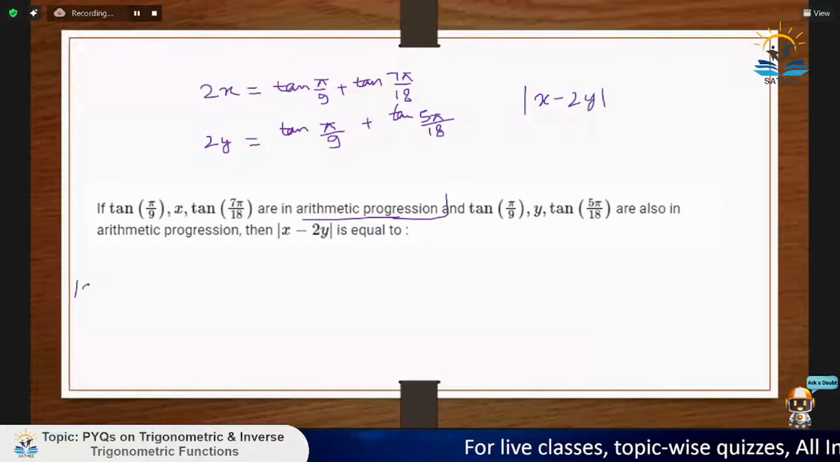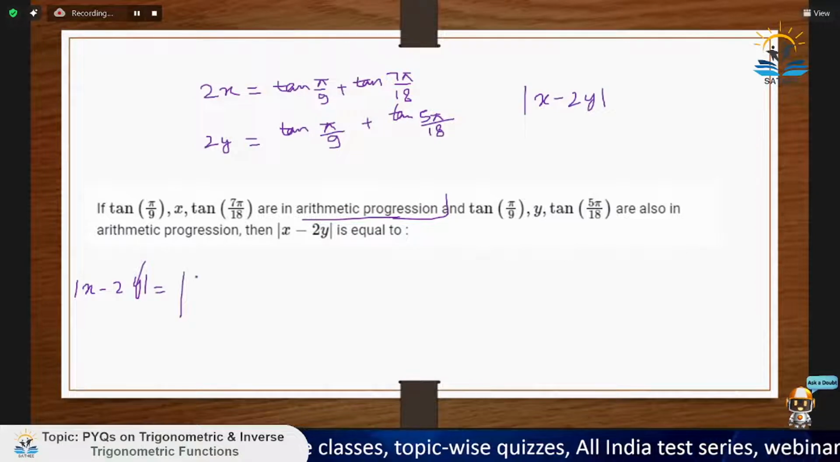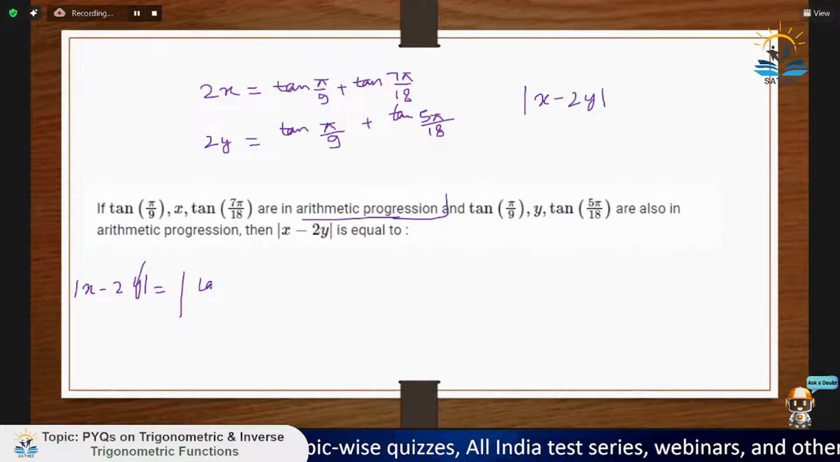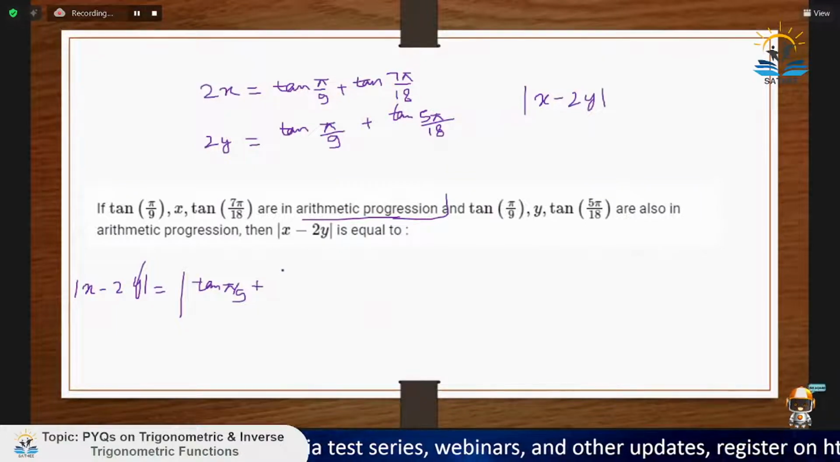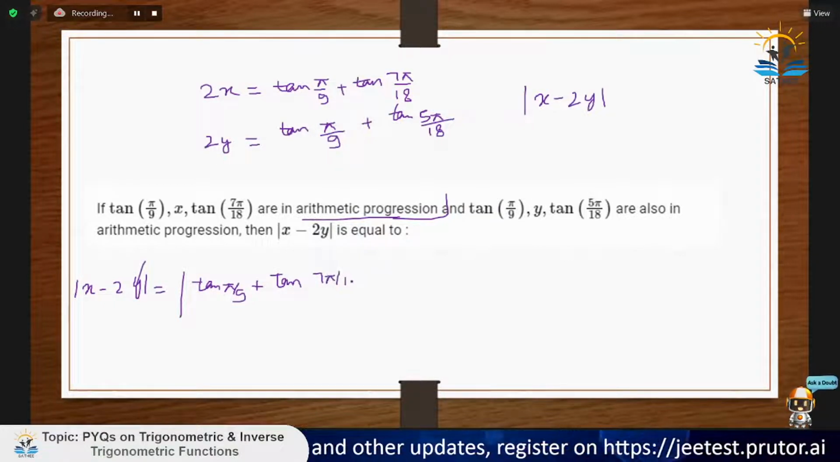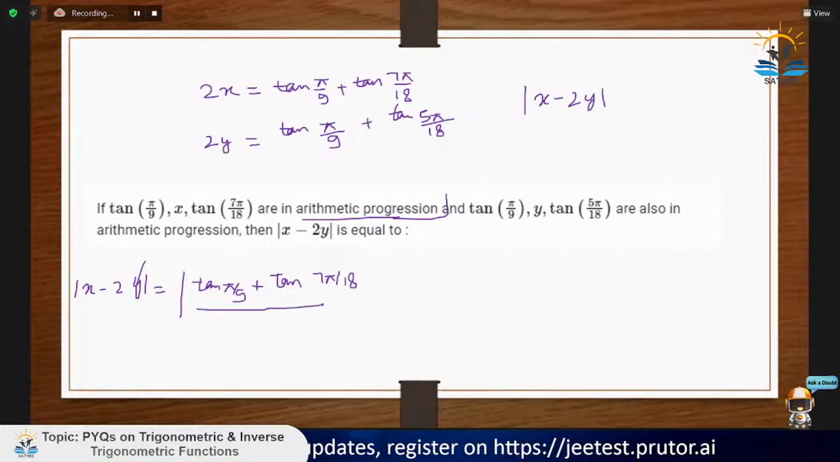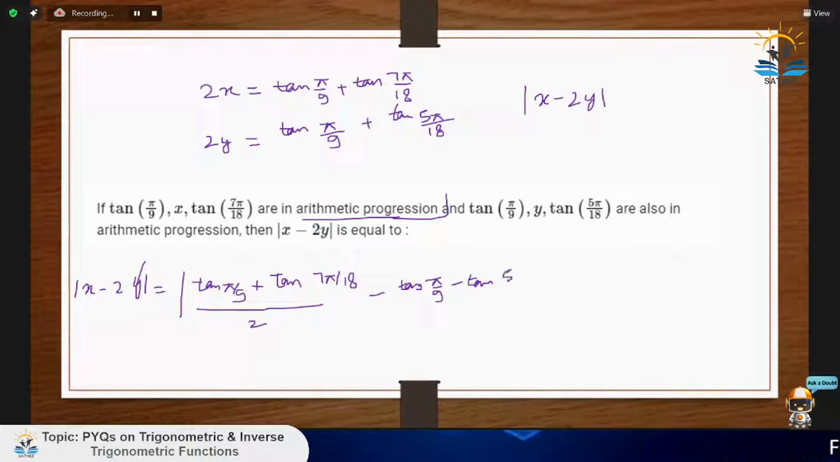Let me do it here because here I got the space. So mod of x minus 2y is equal to mod of tan pi by 9 plus tan 7 pi by 18, upon 2, minus tan pi by 9 minus tan 5 pi by 18. Okay, now you can simply evaluate this.